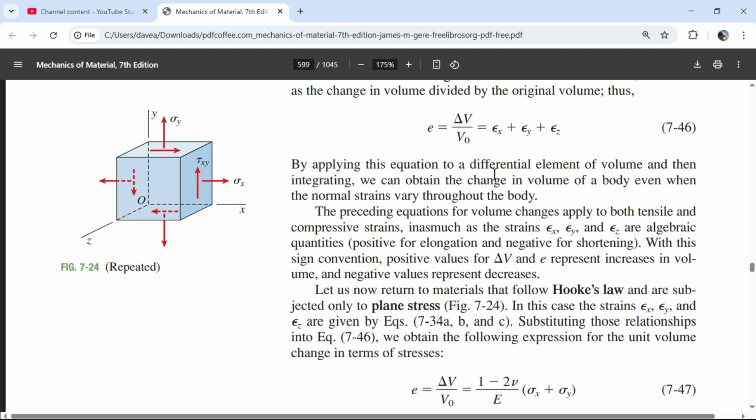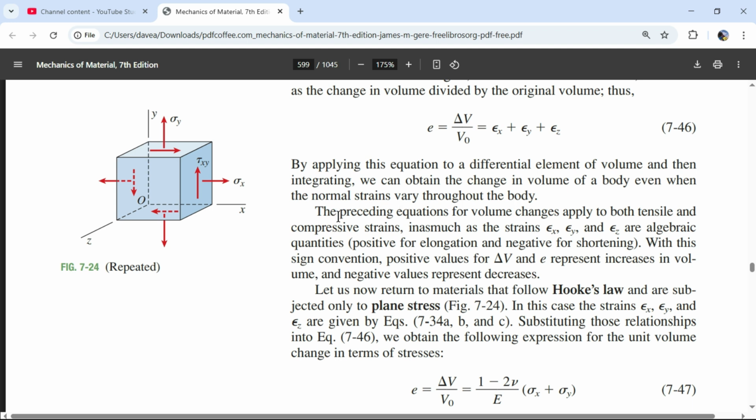By applying this equation to a differential element of volume and then integrating, we obtain the change in volume of a body even when the normal strains vary throughout the body. All right, hell yeah, we got some more juice. And cool, let's do this. I didn't get that sentence at all, so let's read it one more time. By applying this equation to a differential element of volume and then integrating, we can obtain the change in volume of a body even when the normal strains vary throughout the body.